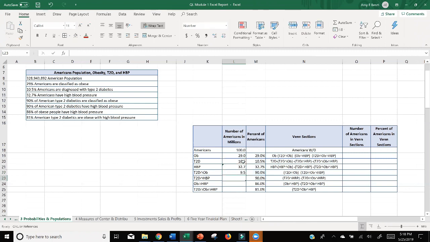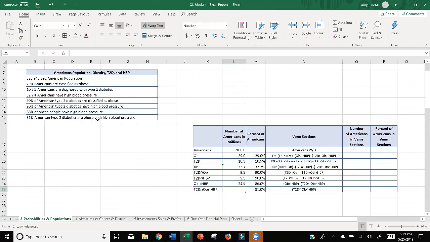Okay, and then we have, what's next? 90% of American type 2 diabetics have high blood pressure. So we're in the same boat here. We have 90% of our type 2 diabetics, of Americans with type 2 diabetes, are also diagnosed with high blood pressure. Now, 86% of obese people have high blood pressure. So for obese and high blood pressure, we have that 86% of obese people. And then we have that 81% of type 2 diabetics are obese with high blood pressure.